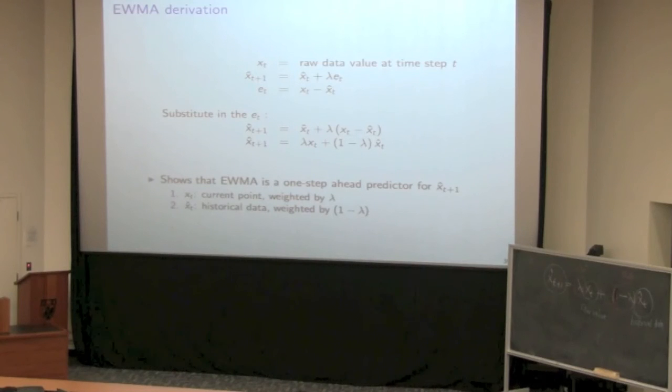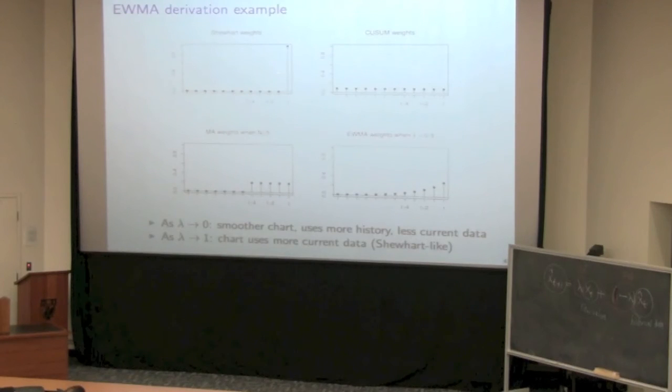Real time? Yeah, which chart? Shewhart. The Shewhart chart, right? So as lambda gets closer and closer to 1, you're simply saying your EWMA is your raw data. You're simply discounting all your history. And we know the chart that totally ignores all your history is the Shewhart chart. The Shewhart chart simply cares about your current point in time and totally disregards all your historical data.